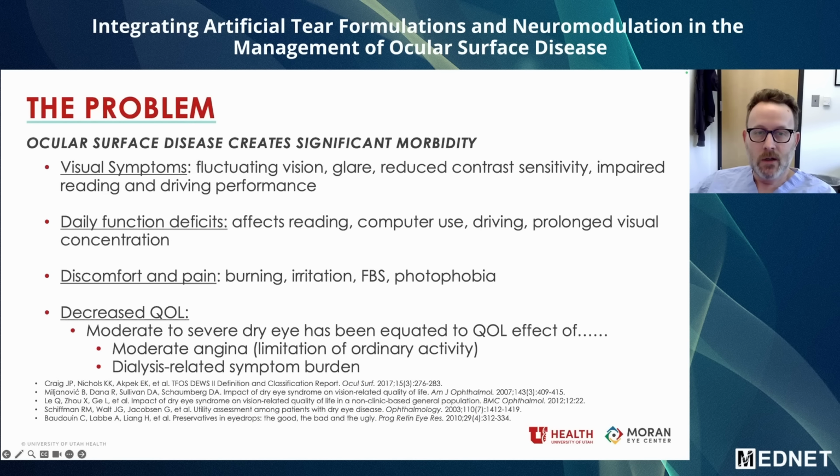One of the greatest challenges in ocular surface disease is the impact. It's frequently underestimated. Unlike glaucoma, patients don't go blind. Unlike retinal disease, they don't lose their central vision. Unlike cataracts, they don't develop an obvious opacity. Yet the burden can be pretty enormous.